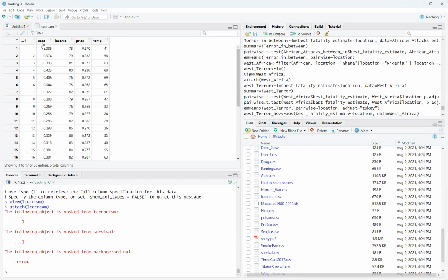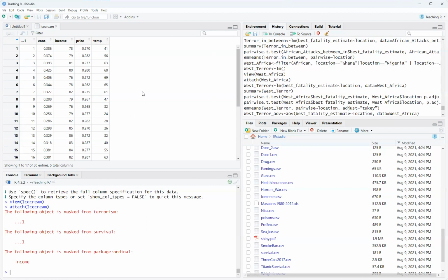Yay. So now you've got different columns. So you have consumption here, income we're not going to deal with, but price and temperature. So this is the price of the ice cream. This is the temperature outside. What regression analysis asks is does an increase or decrease of temperature lead to a decrease or increase in consumption?